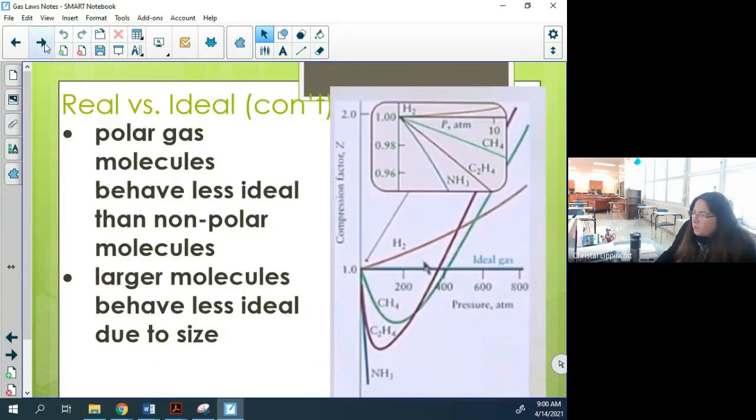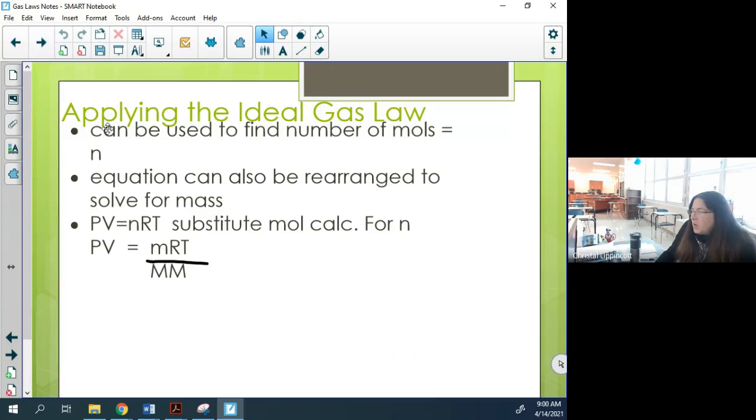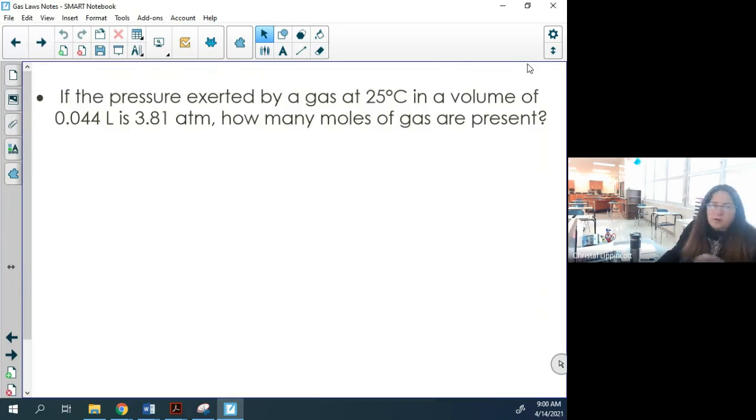All right, so polar molecules behave less ideally than nonpolar because they have more intermolecular forces that they're capable of. And then larger molecules also are less ideal. We can also substitute and solve for molar mass here, because remember that moles equal mass over molar mass. So we can substitute that in for our ideal gas law. We'll come back to that in one of our practice problems.